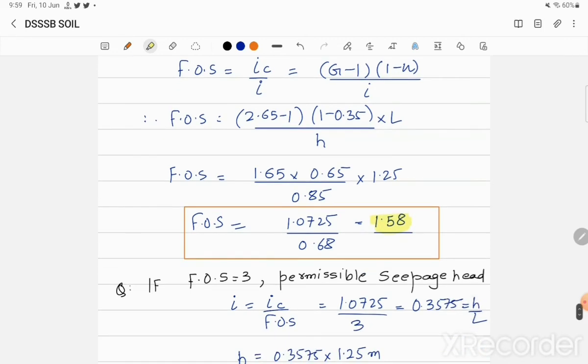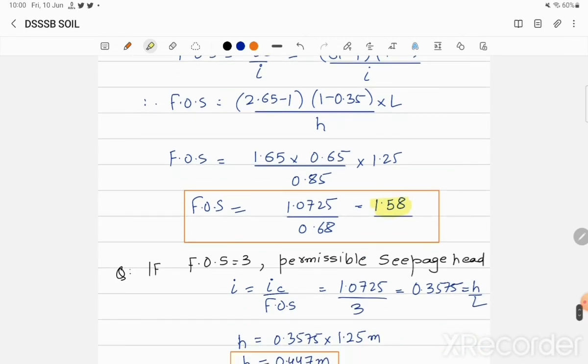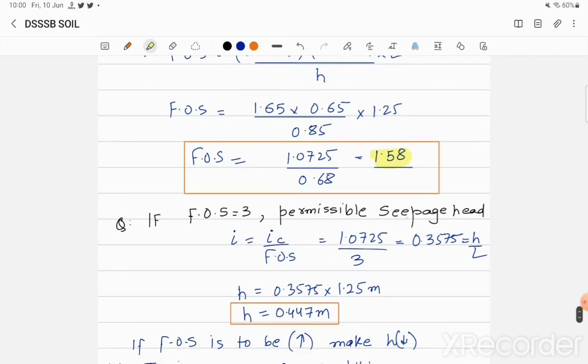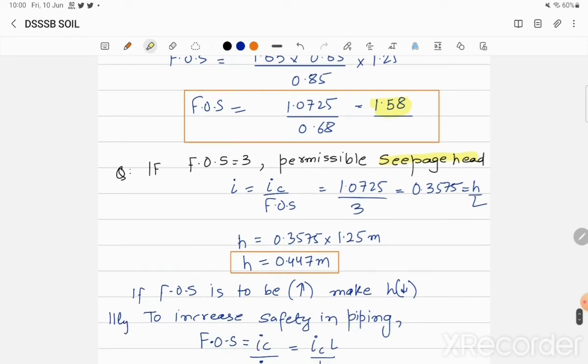Now in the same question, if it is asked that the factor of safety is 3, then what is the permissible seepage head? How do we find it? From the formula itself we can say I is IC by factor of safety. After calculation this comes out to be 0.3575. Now I is nothing but H by L, so H can be calculated as I into L. It comes out to be 0.447 meters.